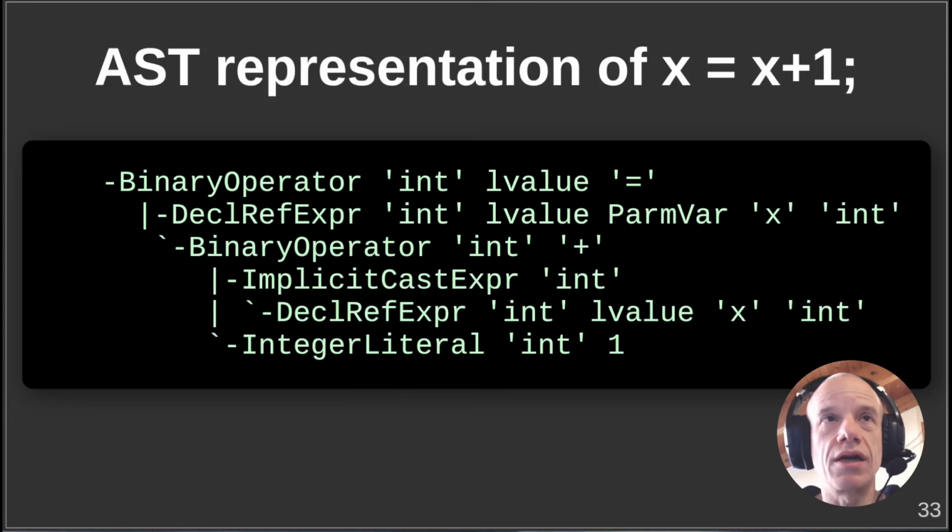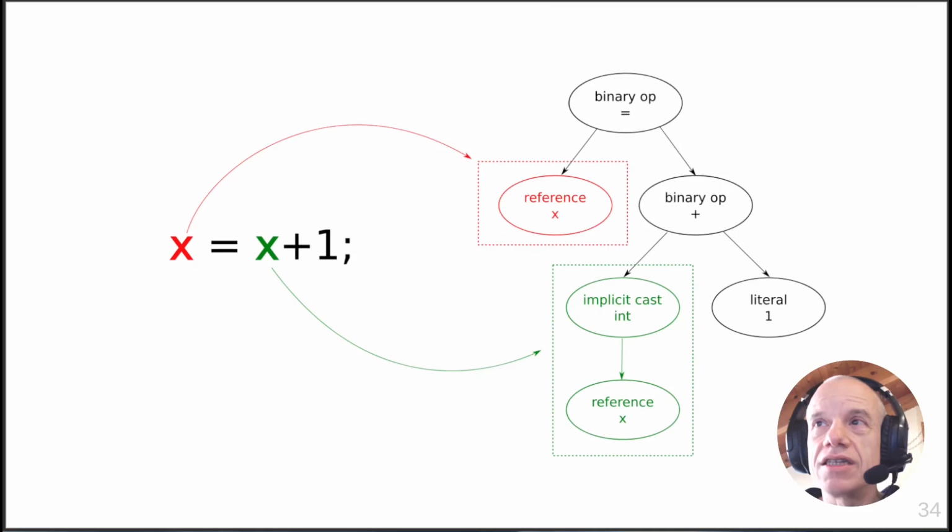What you see on the screen now is the AST representation of the statement x equal x plus 1, where x is an integer parameter in C++. I used Clang to output the AST. There is an option for outputting the AST. And I represented this AST as a graph for easier reading.